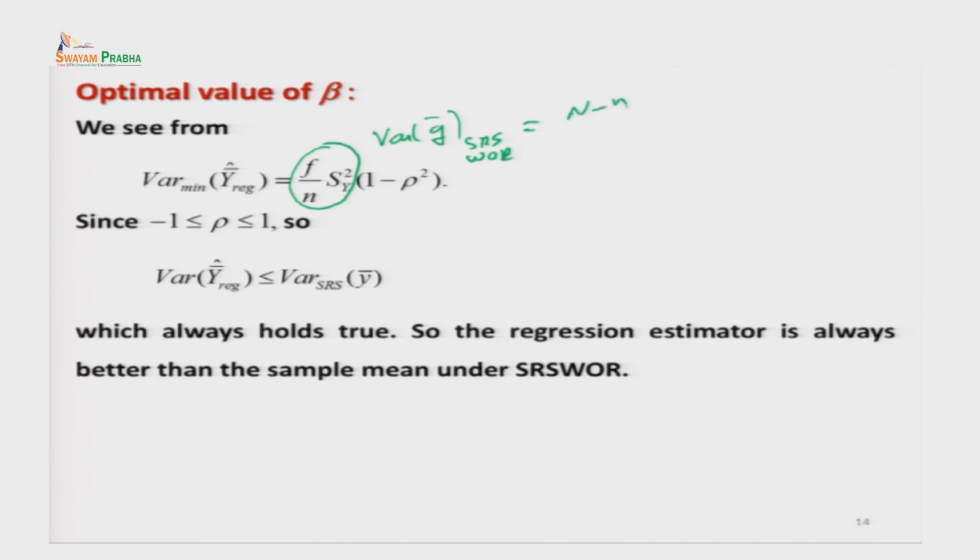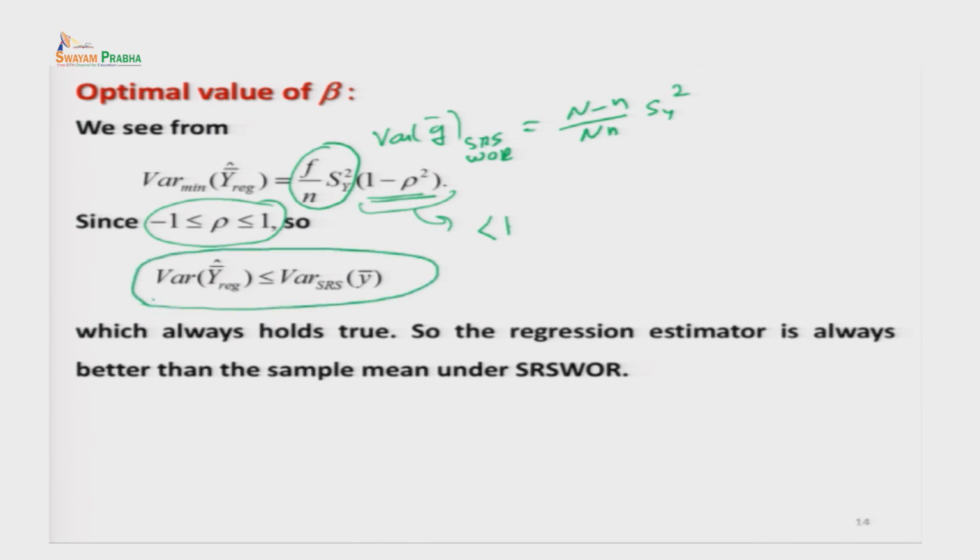This was capital N minus small n upon capital N small n into Sy square. And this factor here is 1 minus rho square. Rho is your correlation coefficient, right. So, this rho always lies between minus 1 and 1. So, this rho square will always be smaller than 1, so this quantity is going to be smaller than 1. Okay. So, once you do this, you can see that the variance of y bar reg is always less than or equal to the variance of y bar under SRS WOR. Well, that is our default assumption.